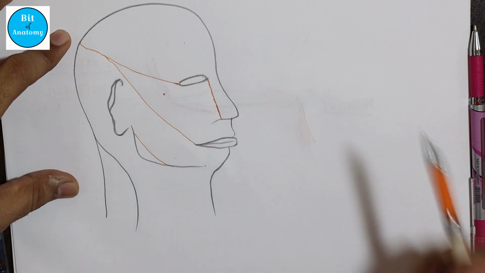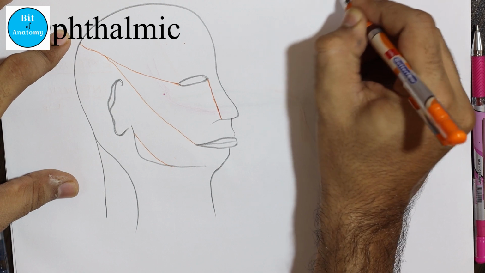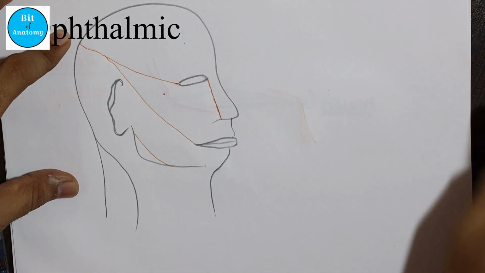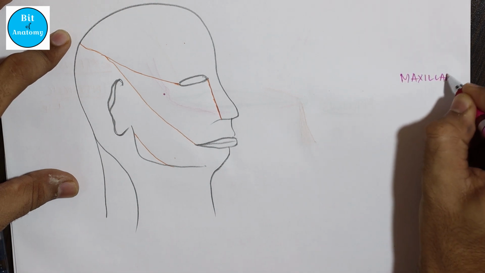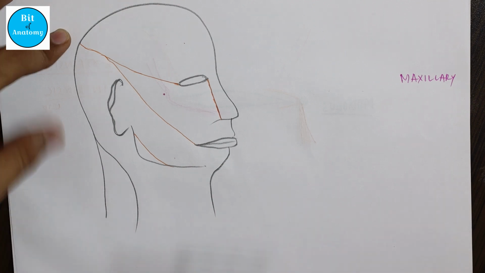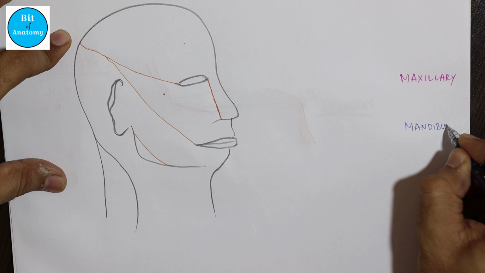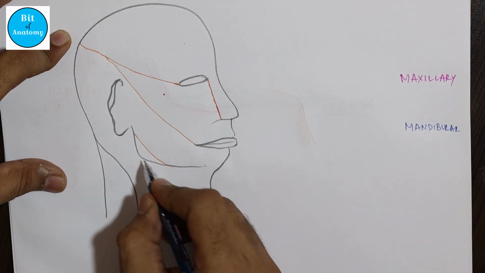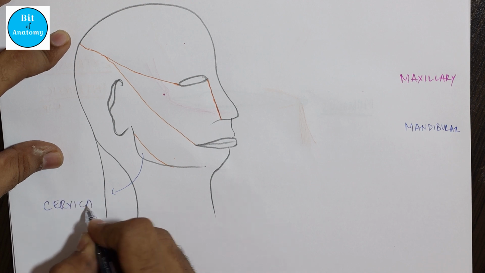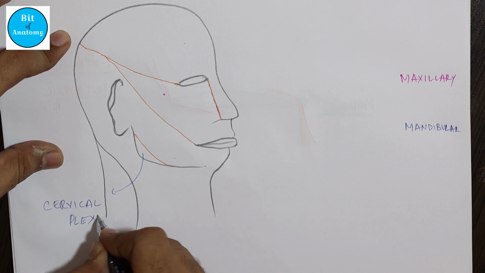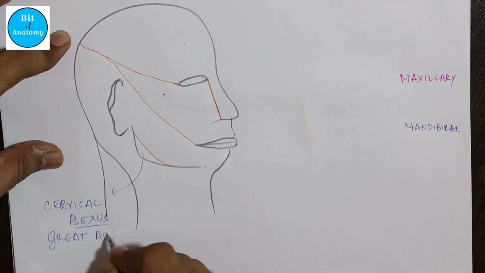So the upper division is supplied by the ophthalmic branch of the trigeminal nerve. The middle division is supplied by the maxillary branch of the trigeminal nerve, and the lower part is supplied by the mandibular branch of the trigeminal nerve, and this small part is supplied by a branch of the cervical plexus which is called the great auricular nerve.